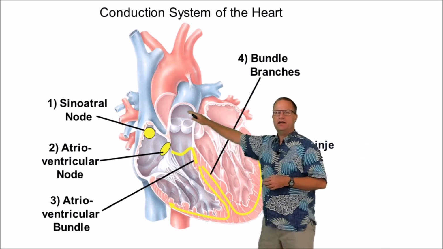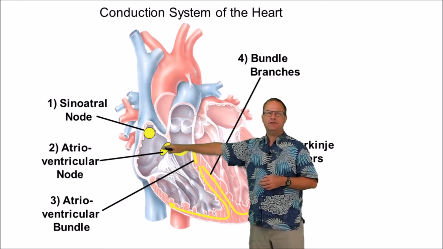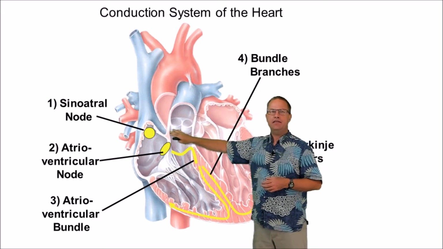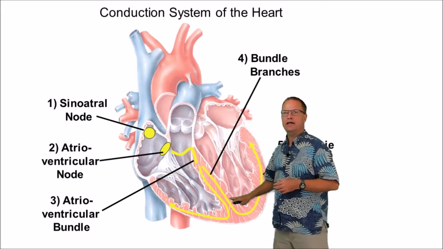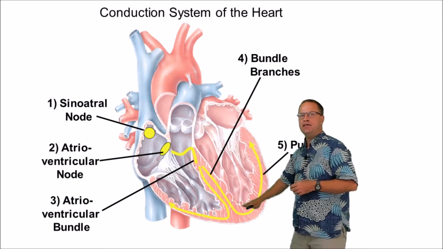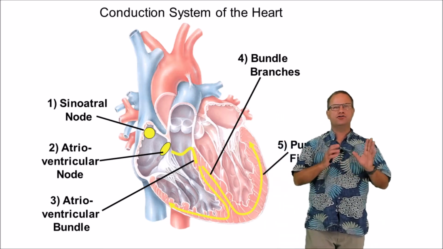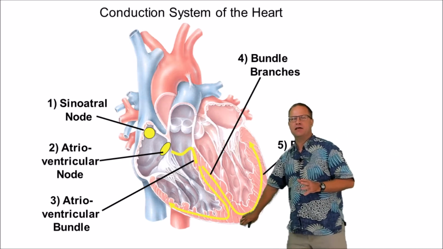Anyway, big picture here is that the first impulse happens here at the SA node, and that travels down to the AV node. And that's going to cause contraction over here of the atria. And then it travels down this area called the atrioventricular bundle, in the interventricular septum. And then it proceeds up the left and right bundle branches. So the way that the heart contracts is it starts to contract over here from the pointy part, the apex, and it goes that way.